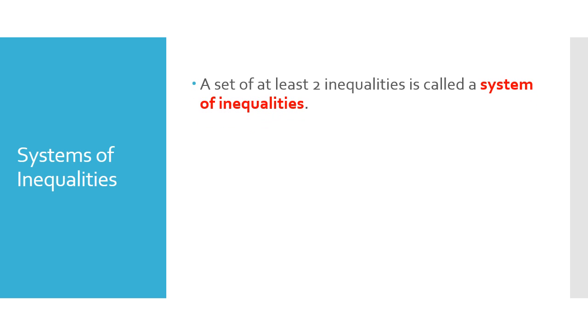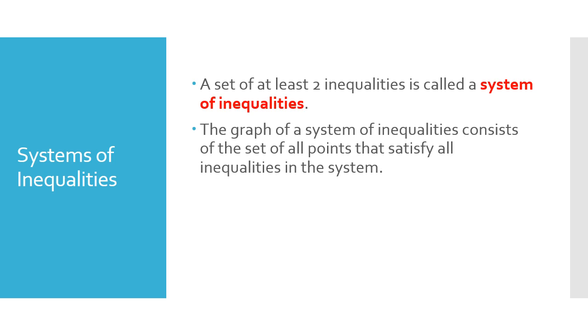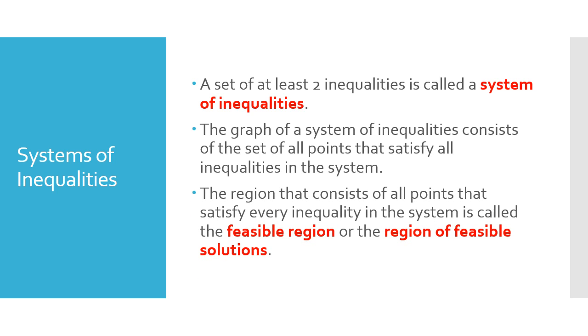All right, let's talk about systems of inequalities. A set of at least two inequalities is called a system of inequalities, and the graph of the system consists of the set of all points that satisfy all of the inequalities in the system. The region that contains all the points that satisfy every inequality is called the feasible region or the region of feasible solutions, and you're going to see this term a lot in this chapter, so get that down. The feasible region just means that area where all the points make every inequality work.